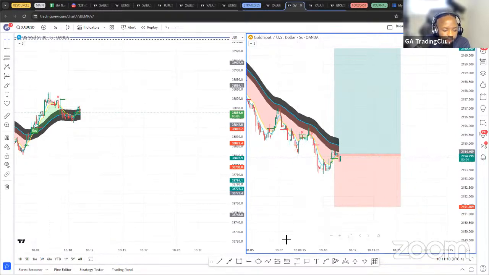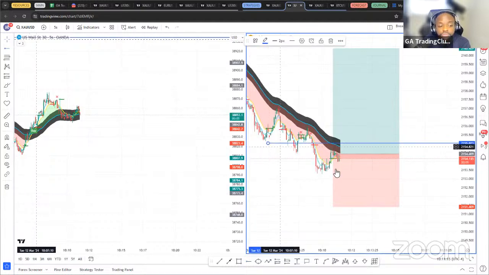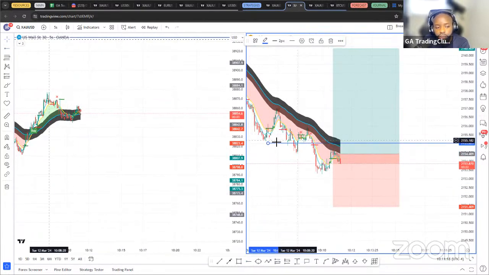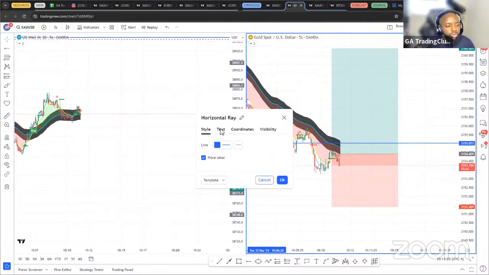So 2155. The other way you can look to enter this is at 2155. We know that here is the hourly bullish low. So this is the hourly bullish low.